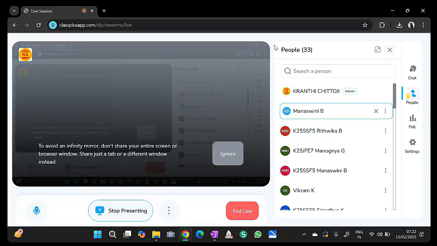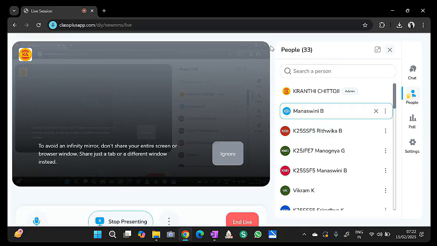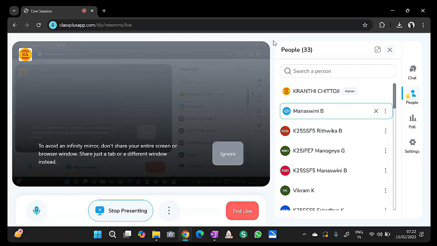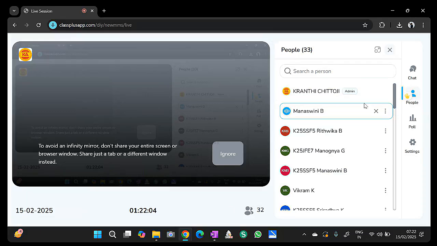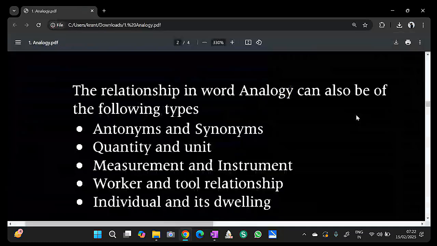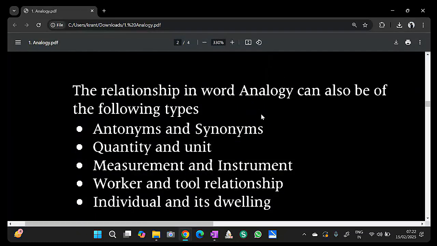Manaswini, why did you raise a hand? Sir, can I copy that animal sounds? Yeah, whatever things you don't know and you're listening for the first time, you must copy and revise. Okay? Okay, sir.